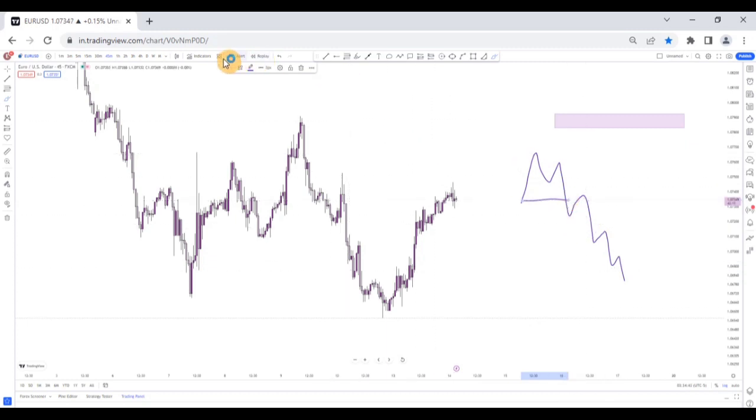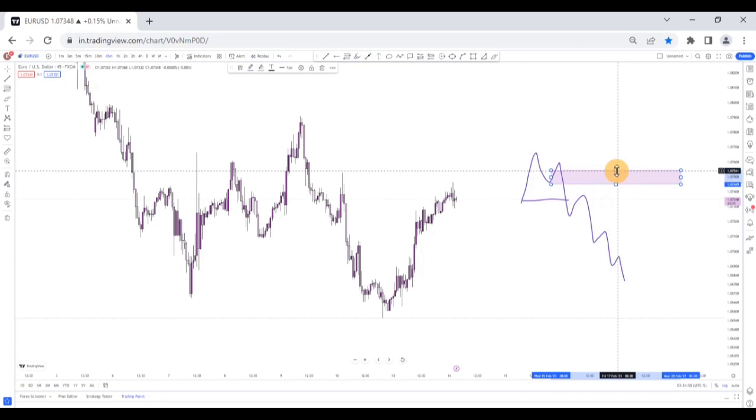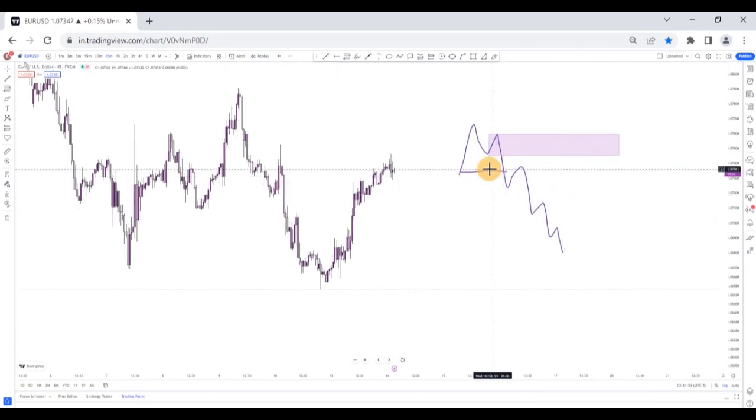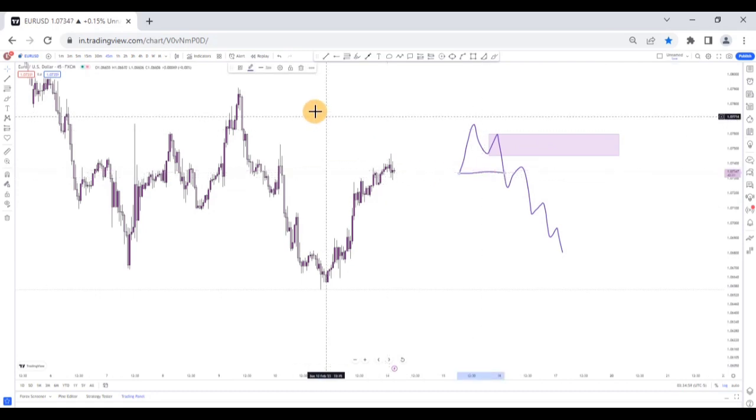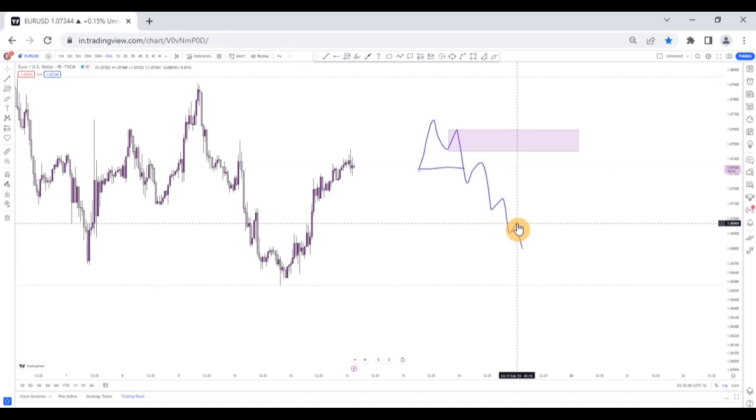And let's say we have this nice supply zone here which we want to trade from, isn't it? Okay, now since we broke structure, remember after a break of structure, what do we anticipate? We anticipate a nice pullback, isn't it? And for that pullback to occur, the internal structure has to switch structure, isn't it?